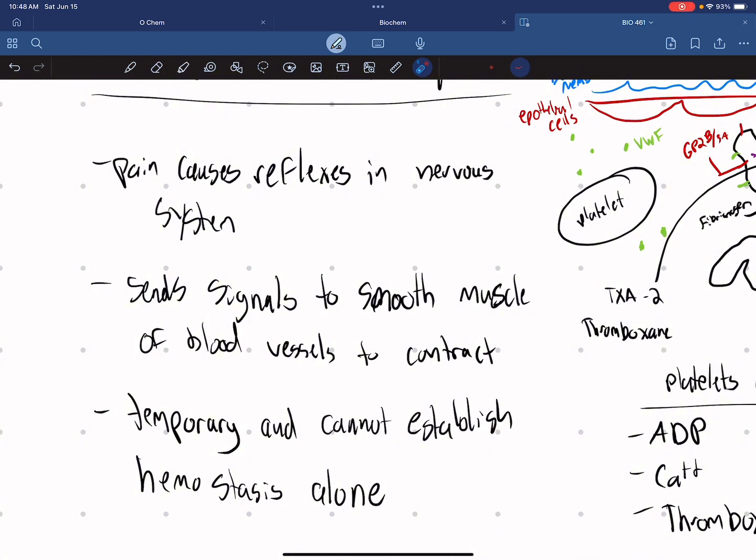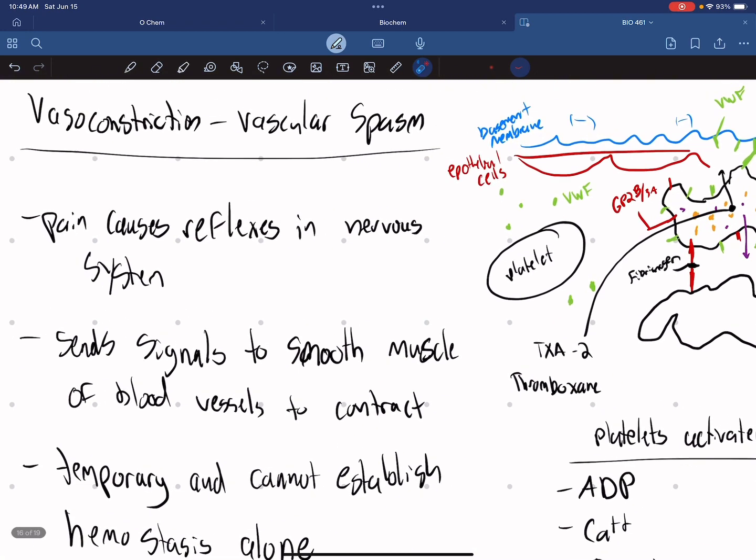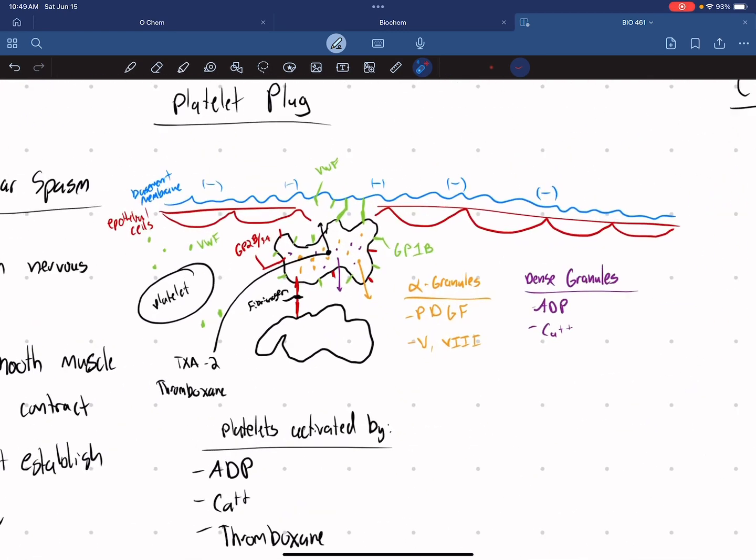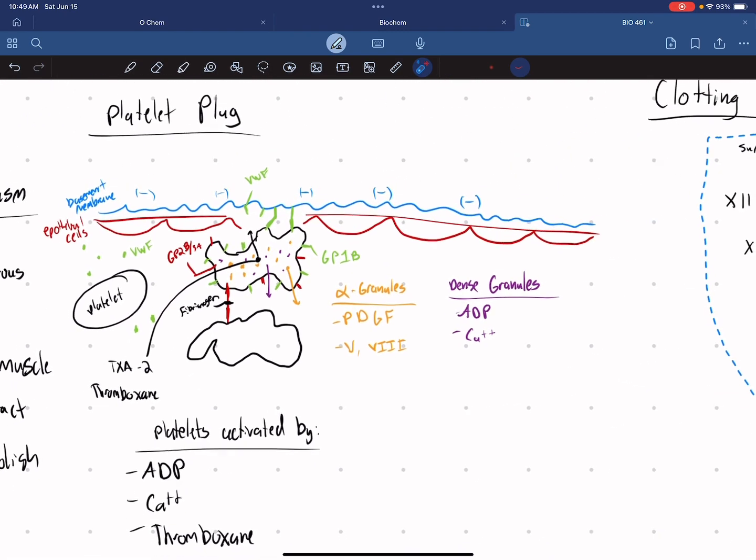There will be a signal sent to the smooth muscles of the blood vessels and they will contract, restricting the amount of blood that goes to that area to prevent further loss of blood. This solution is temporary and it cannot establish hemostasis alone because it can only hold the blood vessels closed for so long and will not cause a long-term fix. This is just for as soon as that damage happens, to keep it from bleeding a lot. The vasoconstriction will happen. So now we'll talk about more long-term solutions and long-term hemostasis.